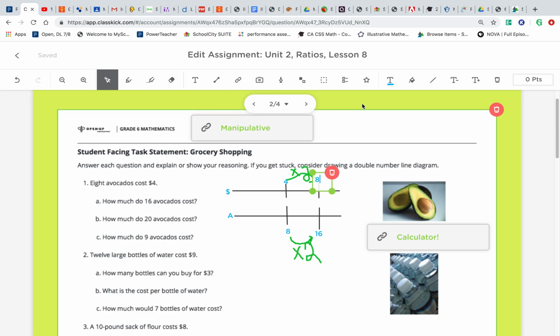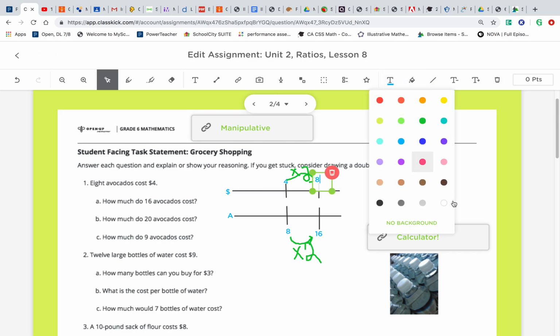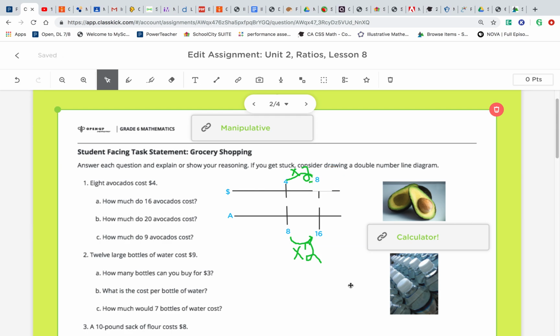Okay, and maybe I'll give this a background so it doesn't get blocked out there. Okay, so we know then that 16 avocados would be $8. We can go ahead and add that in here. It's going to be $8. Okay, and then make the background not be white anymore. All right, so we have that.